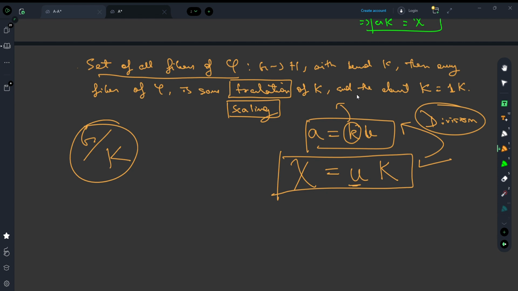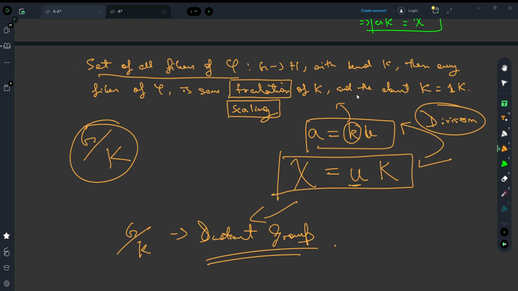That's the sort of psychology we have used in giving this term. So that's why we call G mod K a quotient group. So in a way we are dividing the elements of G by K, quotient group. Clear? Okay.